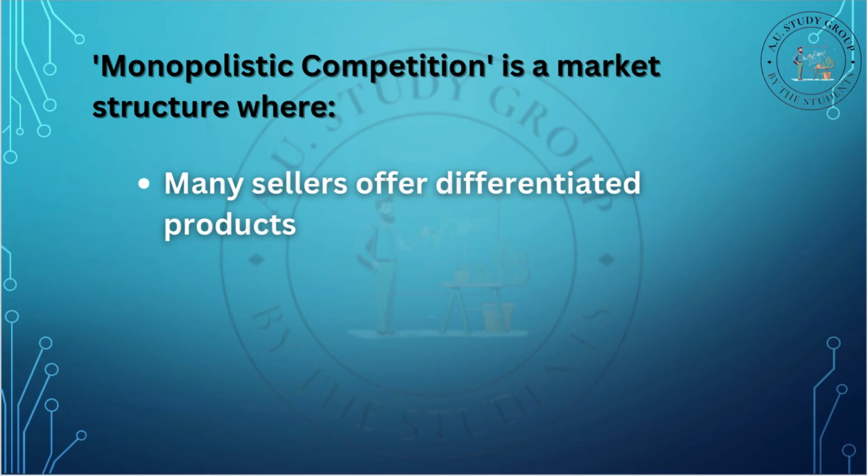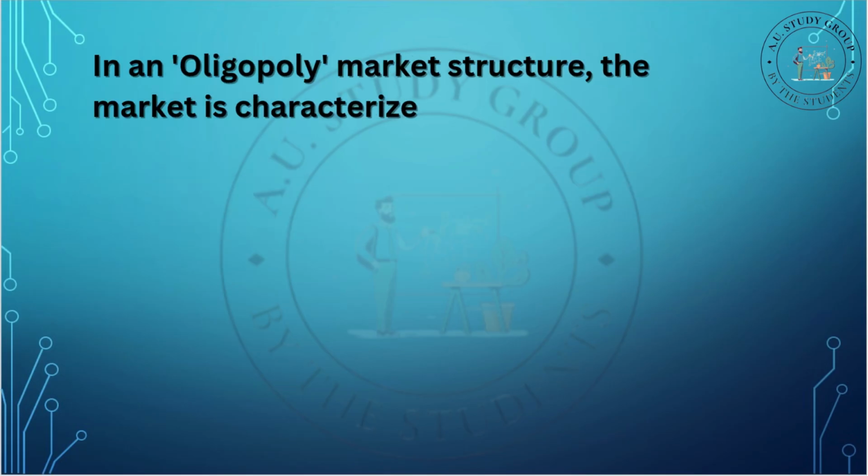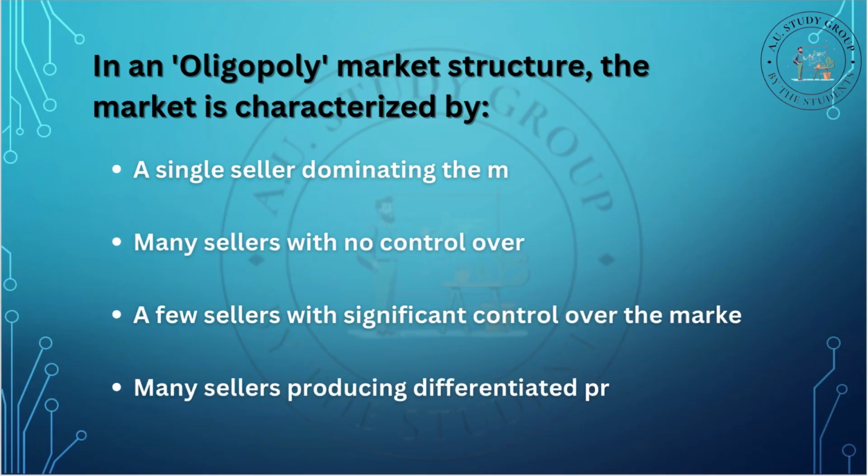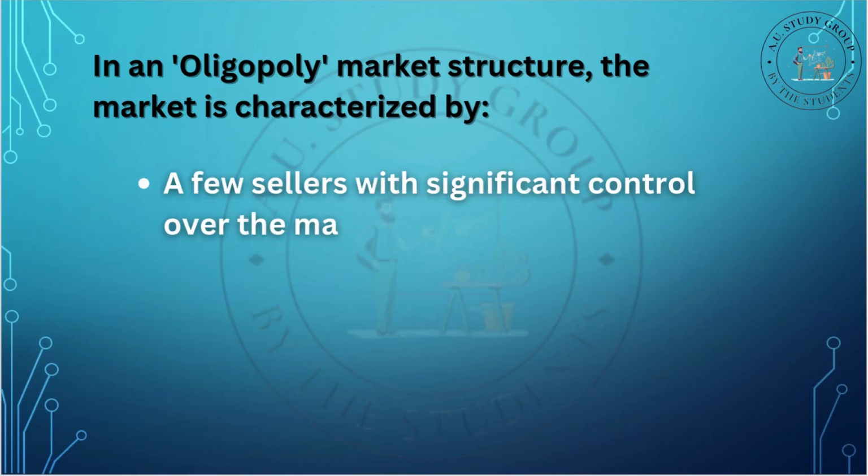Okay, good. Next one. In an oligopoly market, the market is characterized by what? A single seller dominating the market, many sellers with no control over price, a few sellers with significant control over the market price, many sellers producing differentiated products. What is oligopoly market structure? Few sellers with significant control over the market price.